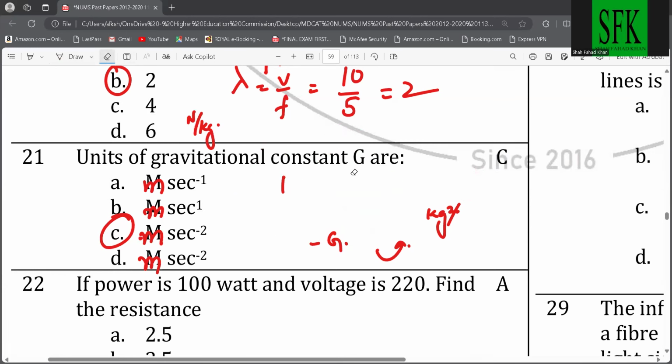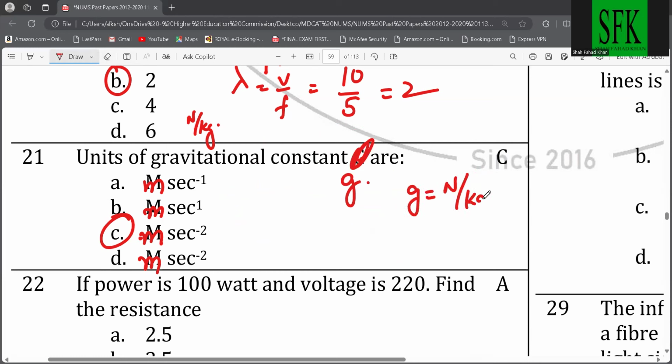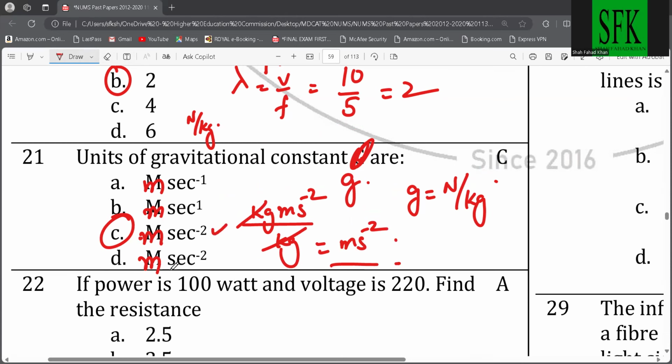Okay, and so let's just correct this quickly. Instead of this, this is a small g. The small g's units are newtons per kg. Now Newton is kg m s minus 2, right? Divided by kg. Kg gone, you're only left with m s minus 2. So m s minus 2 is your answer.